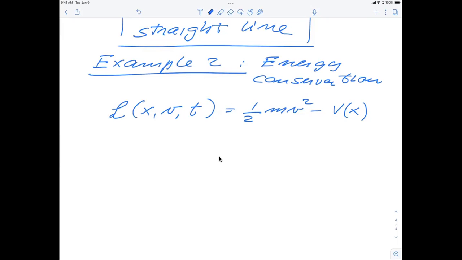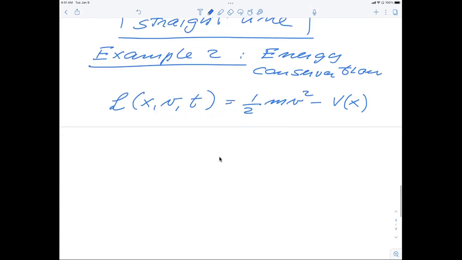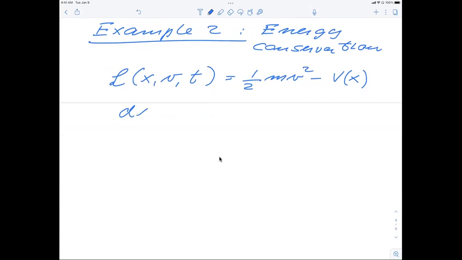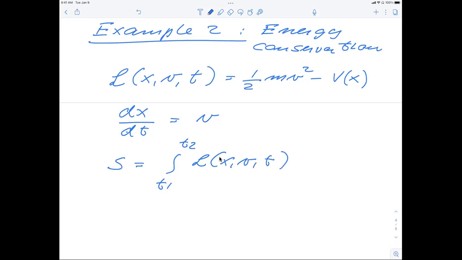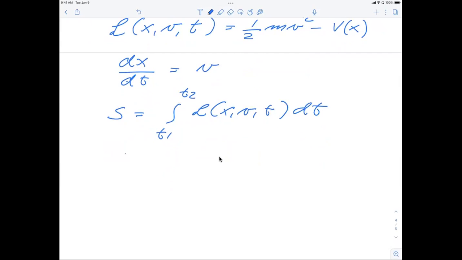So let's now see that we can actually show energy conservation. We are now going to set up some of the basic equations again. So we have dx/dt is equal to v. We define this action S as the integral from t1 to t2 of L(x, v, t) dt. Now, there's something in physics which we call a stationary quantity.